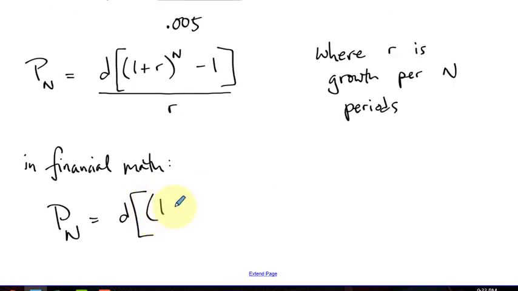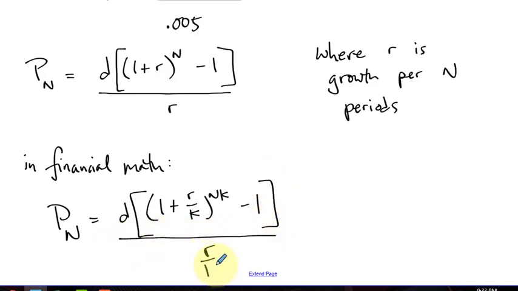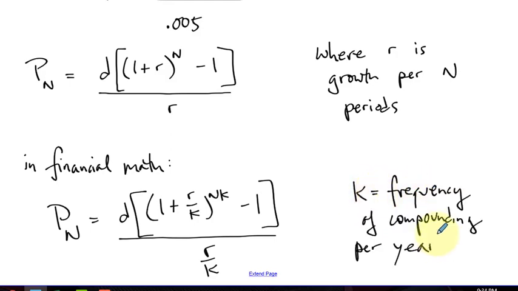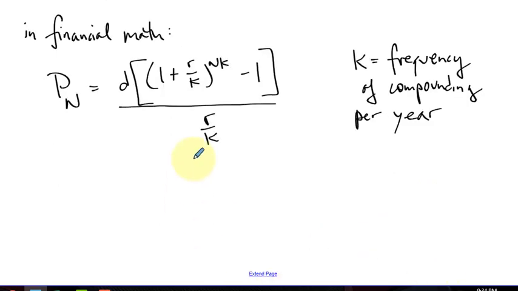When we're doing the math for finance, we actually write this as (1 + r/k)^(nk) − 1, with r over k. Here k is a frequency per year, and when we write it in this form, n has to be the number of years. The big N is the number of years.